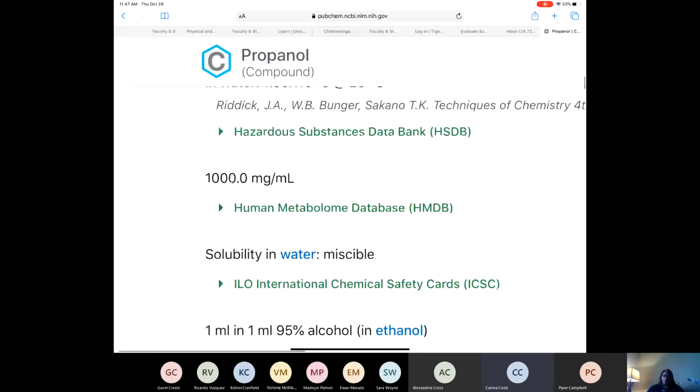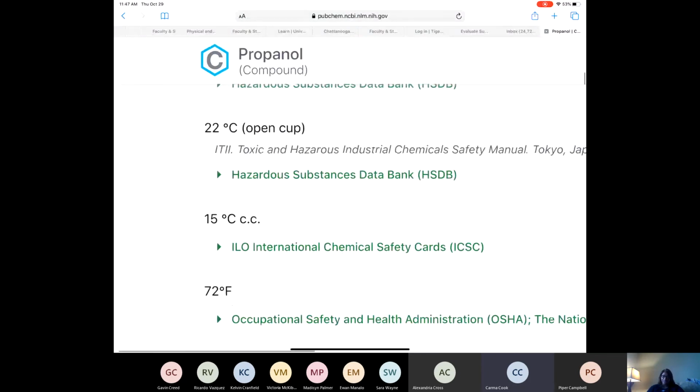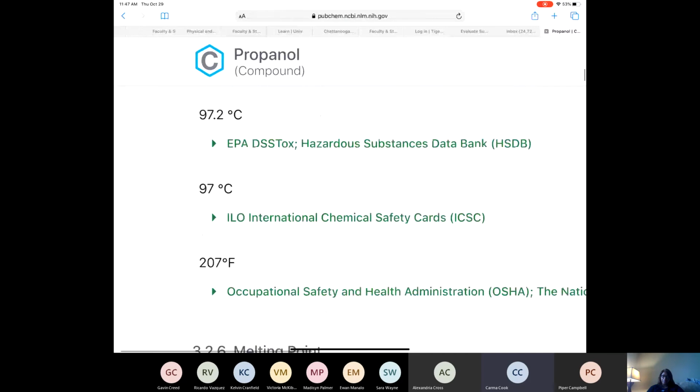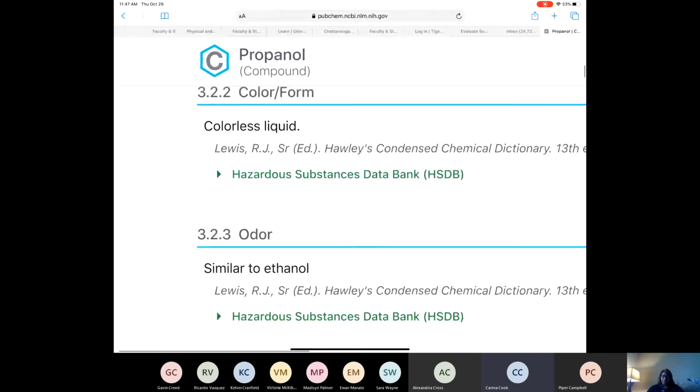And also remembering the molar mass. So we don't have to calculate it. We just looked it up. The molar mass was 60.1, I do believe.